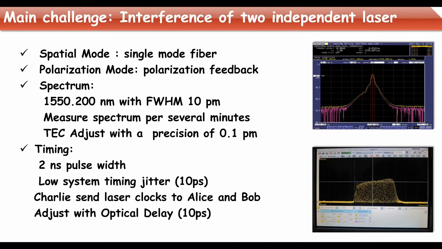So how could you do the synchronization? What we do is use a central station with a very precise clock, which sends a trigger laser signal to Alice and Bob. When Alice and Bob receive the photon pulse, they trigger their lasers and send the state. In that sense you can synchronize the whole system. This is what we do for the interference of the two lasers.